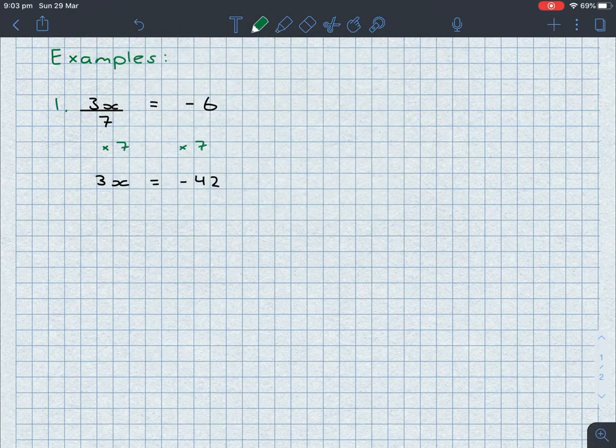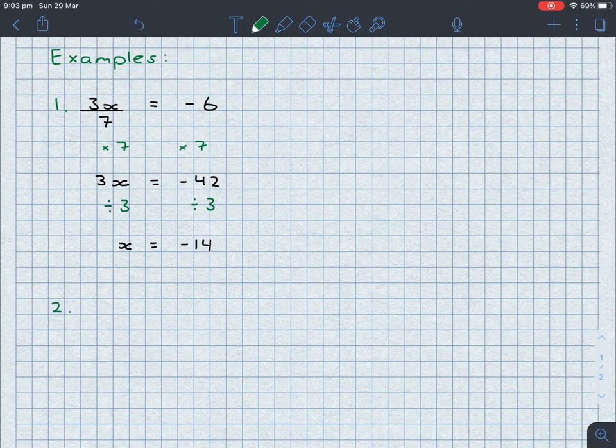Then I have 3 times x, so to get rid of that 3, I'm going to divide both sides by 3. So I'll end up with x equals negative 14. So that's my solution there, nice and straightforward.